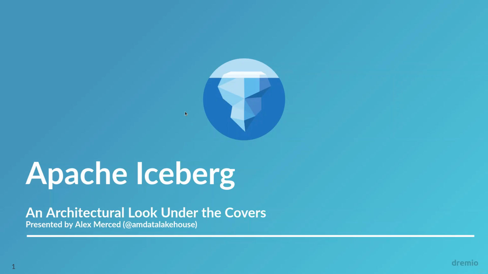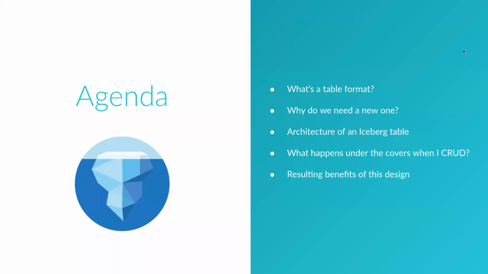So let's begin. In this talk, we're going to be talking about what a table format is, because Apache Iceberg is a table format. So the first thing we have to do is understand what a table format is and why we need a new one. Why should we move on from the tools that we've been using before, like Hive tables?